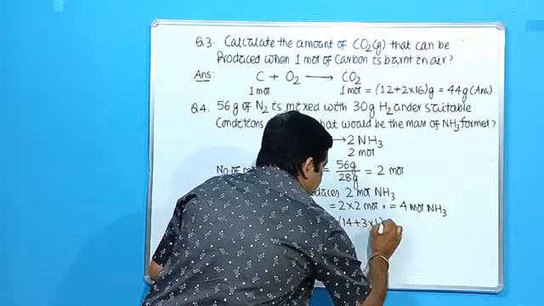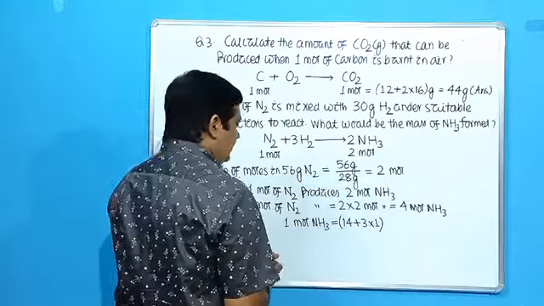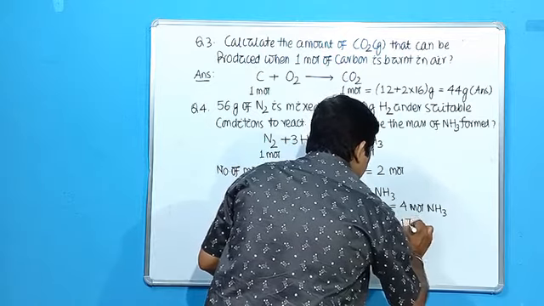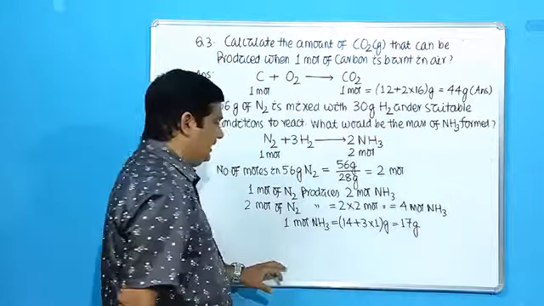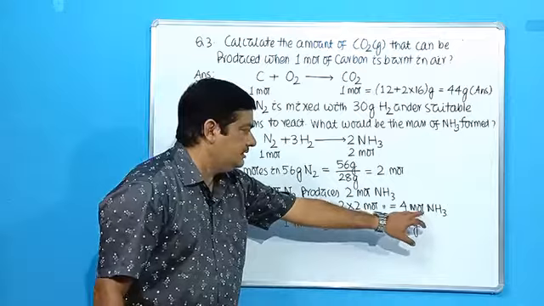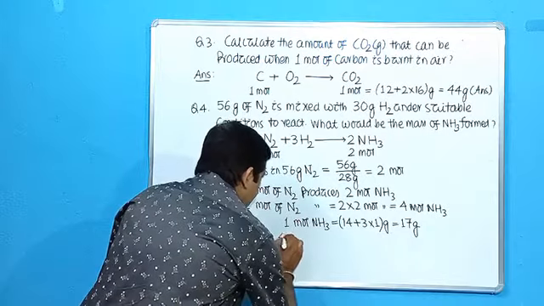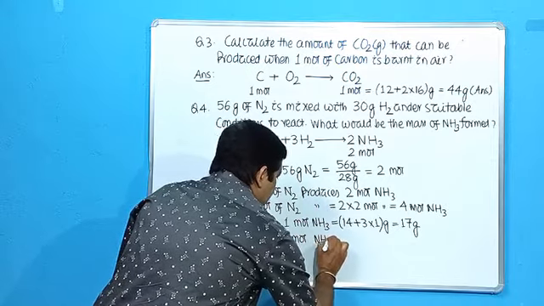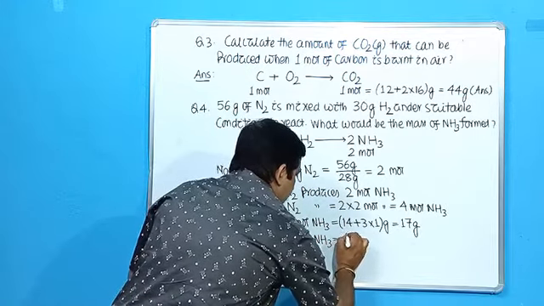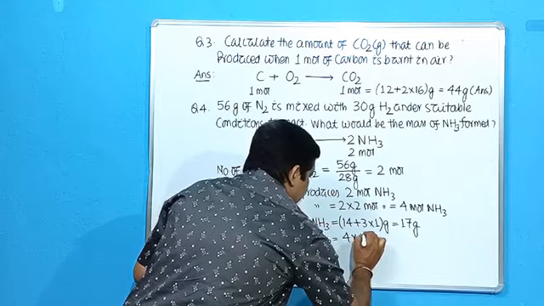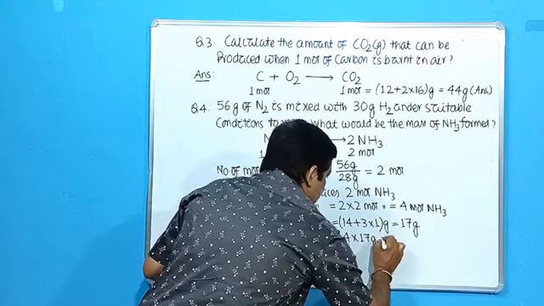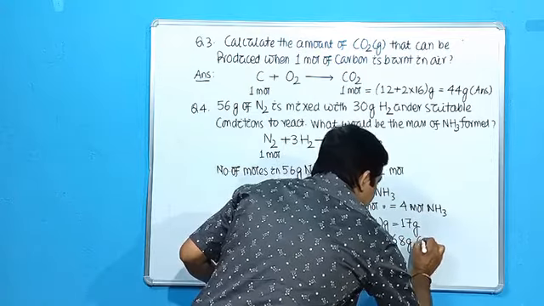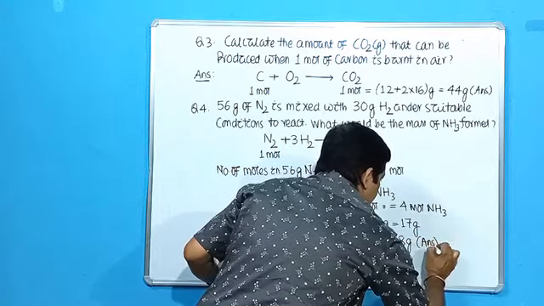That is 17. So 17 gram. So 1 mole of ammonia means 17 gram. 4 mole of ammonia. So 4 mole ammonia will be equal to 4 into 17 gram. That is 68 gram. So this is the answer for you. Okay.